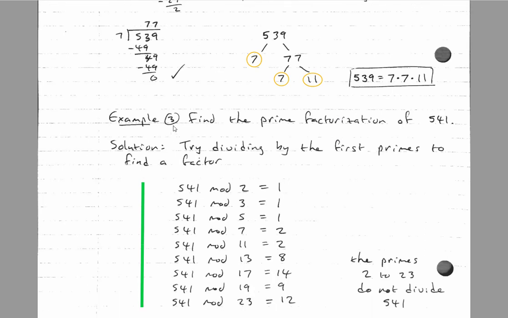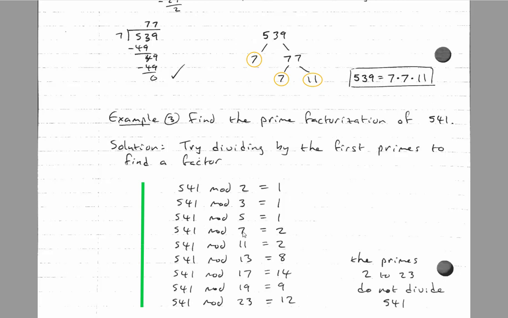Okay, one more. Find the prime factorization of 541. So we'll use our same method. Start with the small primes. So if you divide 541 by 2, 2 is not a factor because the remainder is 1. Divide by 3, the remainder is 1. So 3 is no good. Divide by 5, the remainder is 1 again.